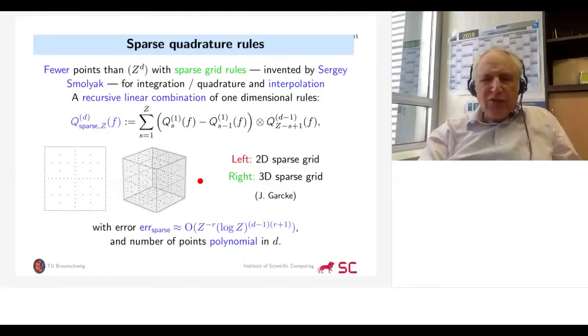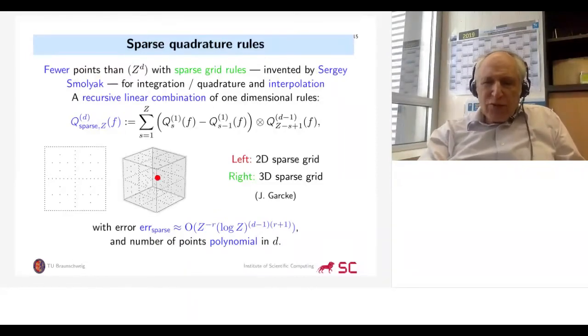And this leads to sparse grids and rules which have errors which look like this in the number of points. So it's only logarithmic in Z and then dimension dependent. But this here has the N to the minus R, where R was the smoothness of the function, so the function is R times differentiable.